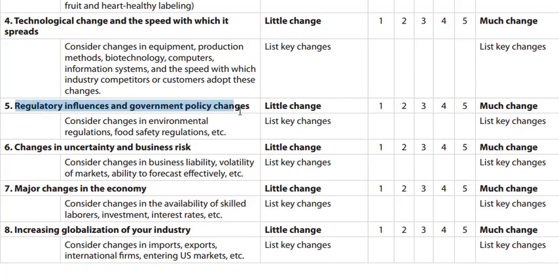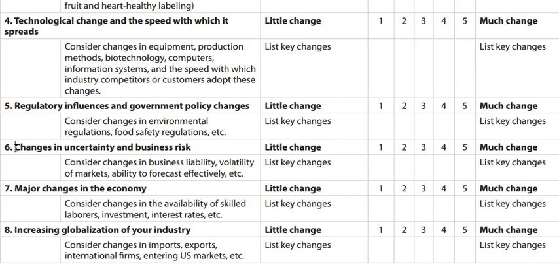On point five, we will move on to government regulation and policy changes, and we will try to answer how much the environment has changed according to regulation, food security, industry standards, and so on, by the regulatory influence of government policy. And according to our own industry, we will label whether there are fewer changes or a lot of changes.